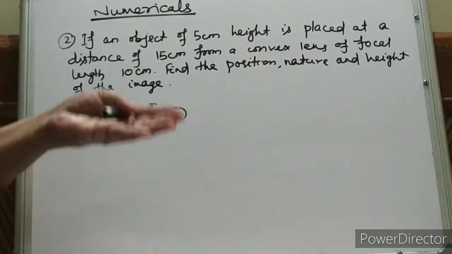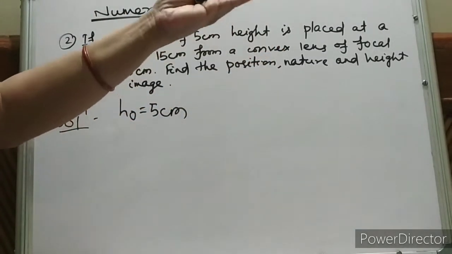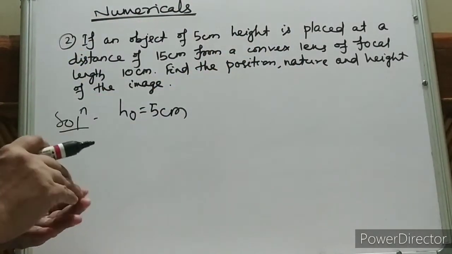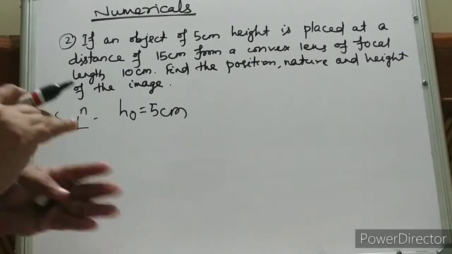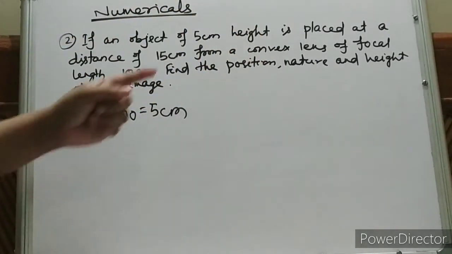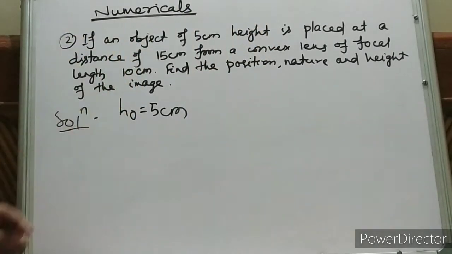Sometimes in questions they will ask about a converging lens or a diverging lens. Diverging lens means immediately you will understand that it is a concave lens. Converging lens means convex lens. So it is placed at a distance of 15 centimeter.